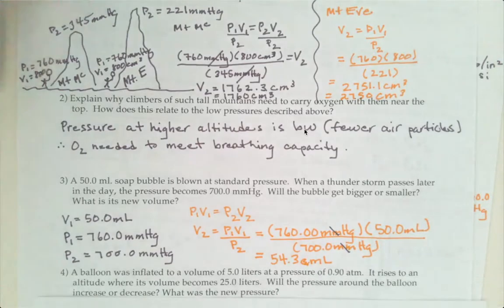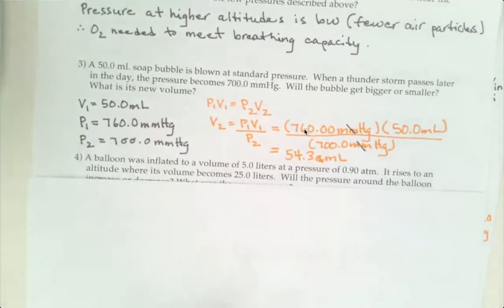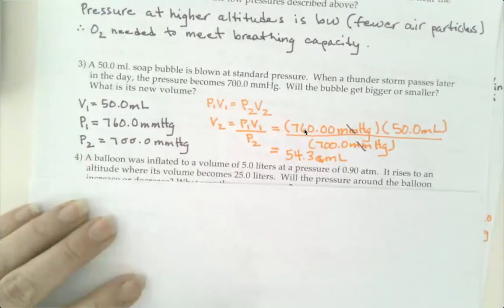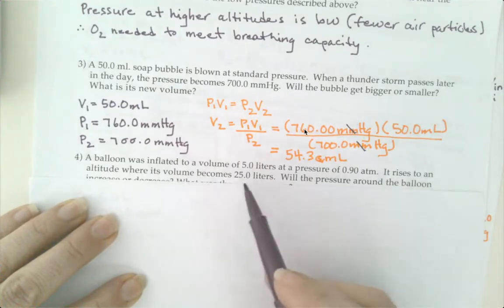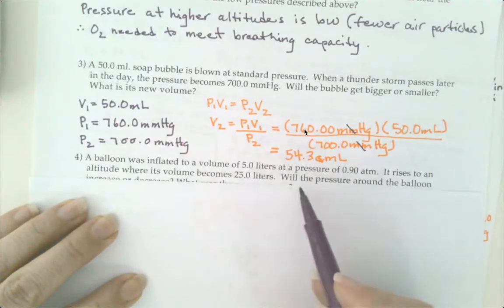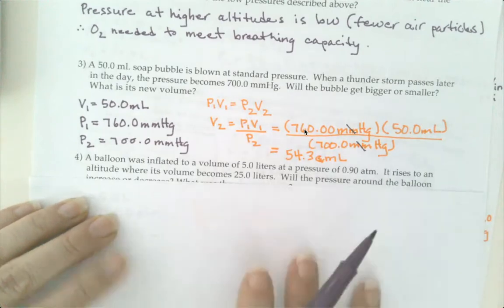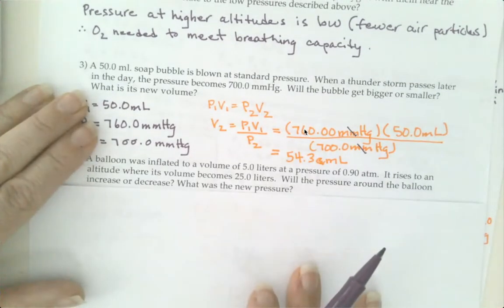Okay, in question number 4, you have a balloon. It's inflated to a volume of 5.0 liters at a pressure of 0.9 atmosphere. It rises to an altitude where its volume becomes 25 liters. Will the pressure around the balloon increase or decrease? What will be the new pressure?